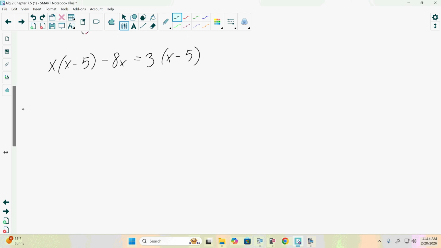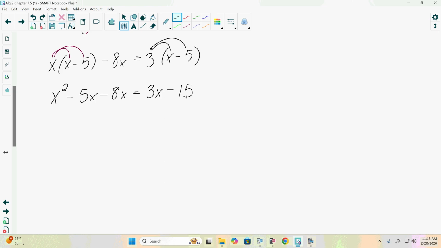Now we do need to simplify and see what we have. On the left-hand side, our x times x is going to be x squared. x times negative 5 is negative 5x, minus 8x. 3 times x is 3x. 3 times negative 5 is negative 15.